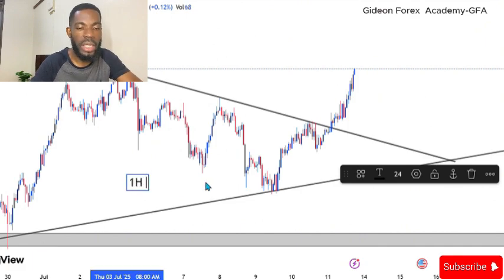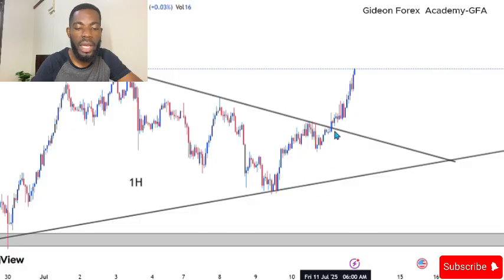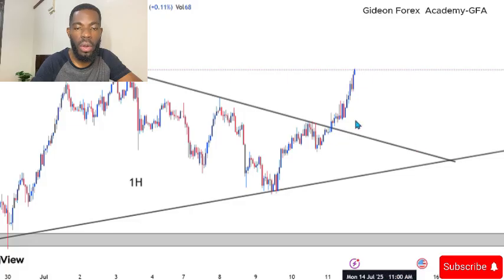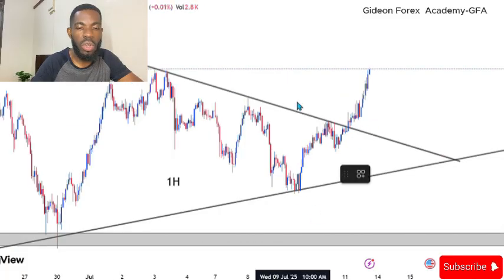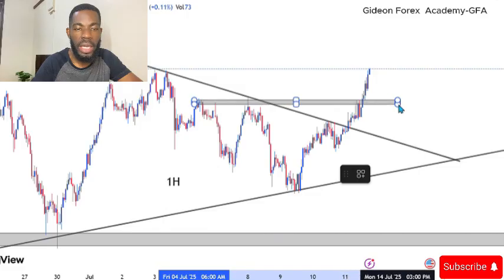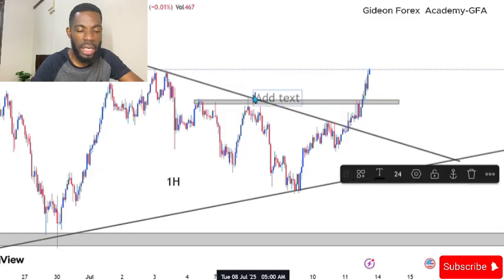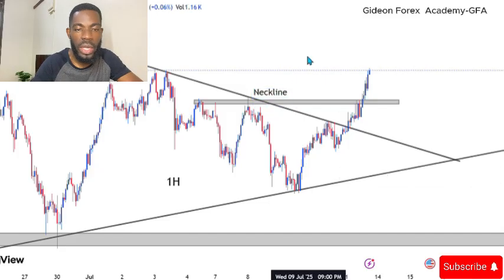That's our 1-hour time frame, and we are looking to buy at this breakout here. But we want a confirmation to go long right there. We can also see another inverse head and shoulder pattern right here. So we mark out the neckline of the inverse head and shoulder. This is the neckline.